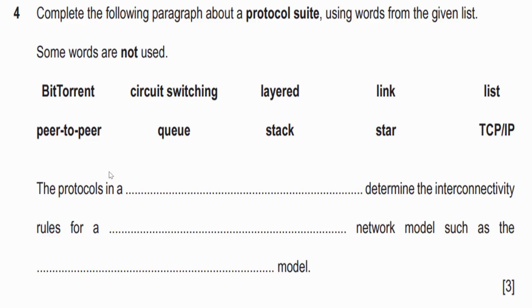But we're talking about the protocols in a blank determine the interconnectivity rules for a blank network model, such as the blank model. So we're talking about connecting together. So I know right away that's going to be a star, peer-to-peer, BitTorrent, or a stack, because those show the layers that are used. The protocols in a stack determine the interconnectivity rules for a layered network model, such as the TCP/IP model.